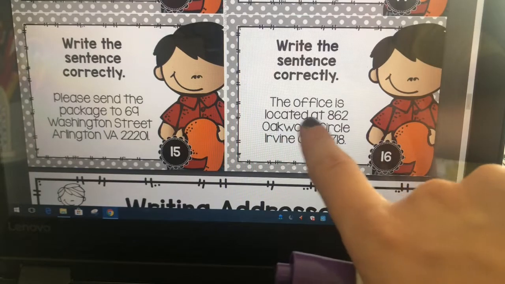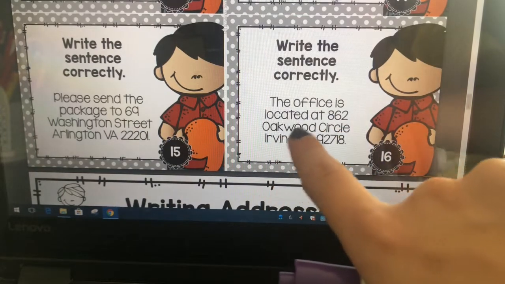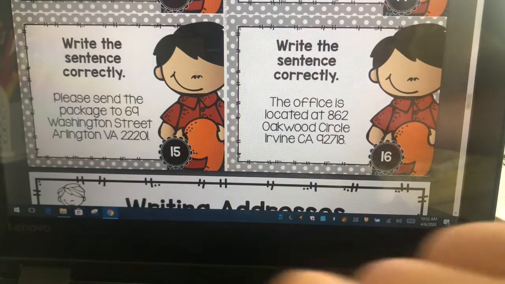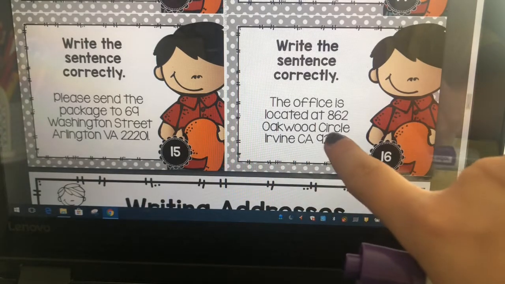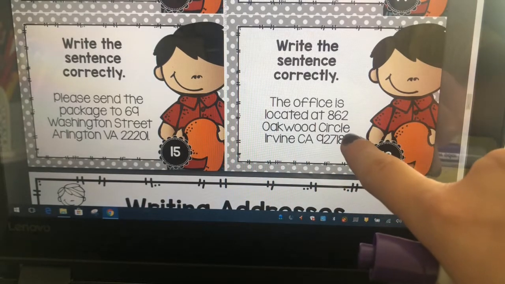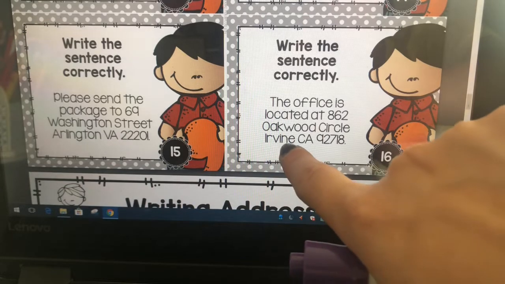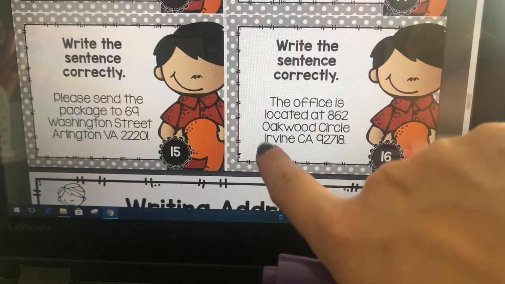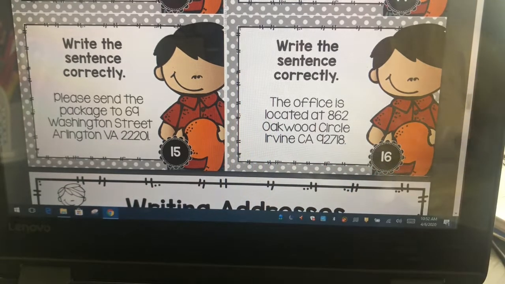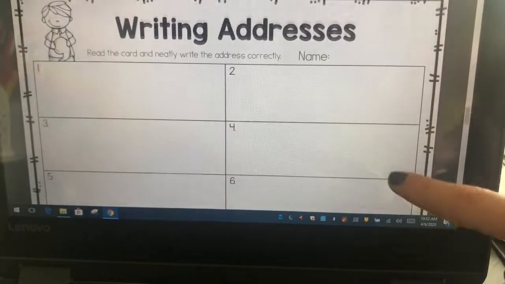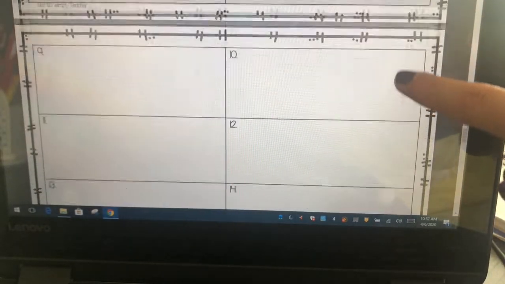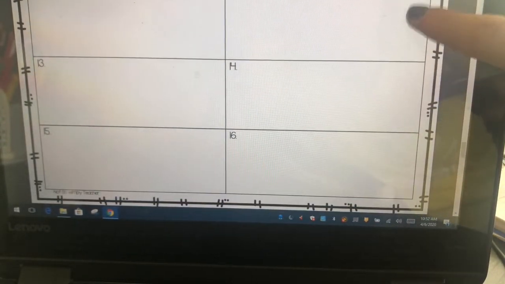The office is located at 862 Oakwood Circle, Irvine, California. So Oakwood Circle is the street. Add your comma. Irvine is the city, comma, California is the state. So when we're writing an address in the sentence, we want to break up the street name, the city, from the state. And then to check your answers, here's that writing paper if you wanted to print it out.